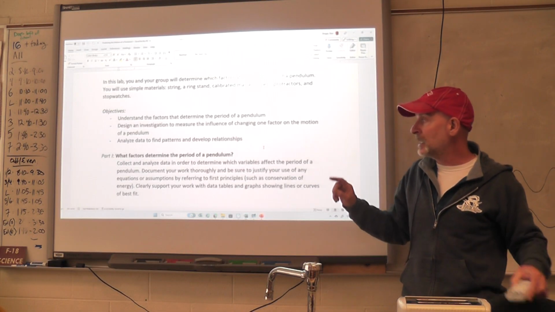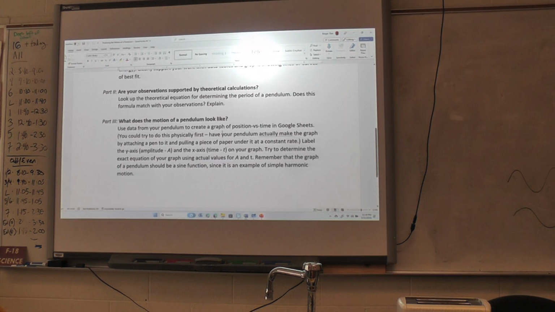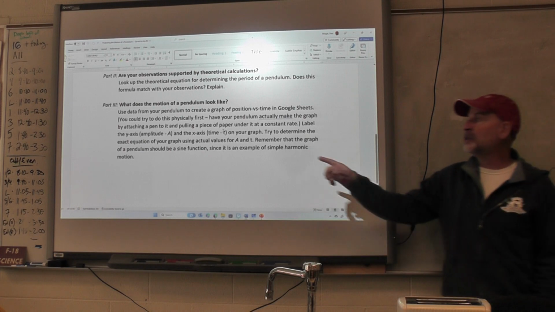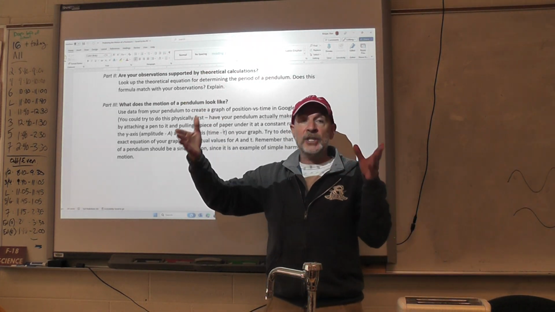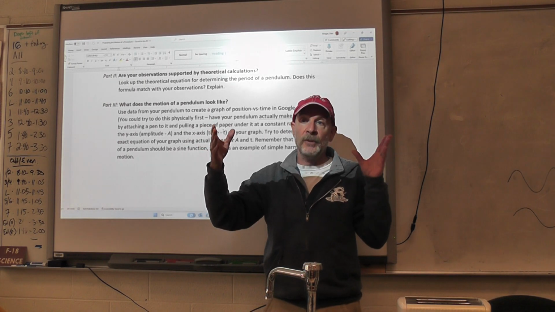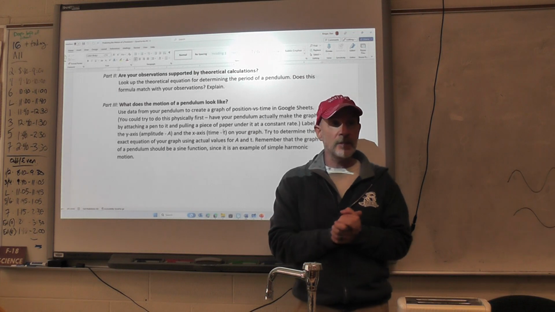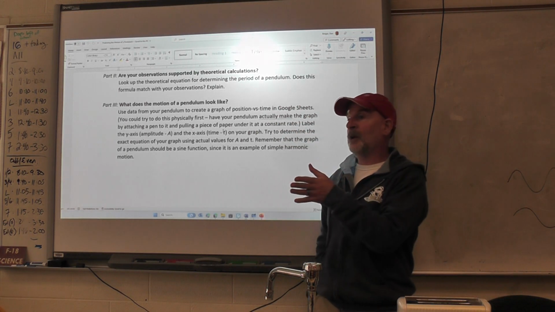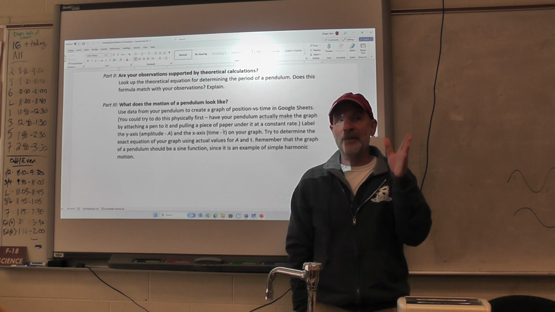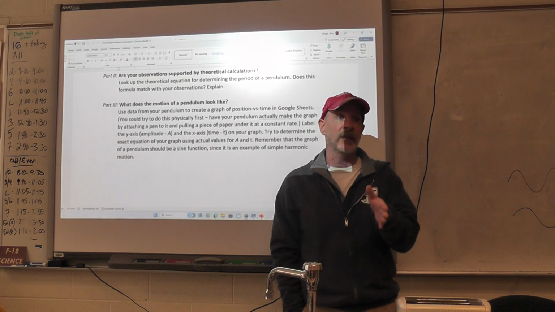The first is that I'm going to ask you to just look up the actual equation for the period of a pendulum to make sure that it matches up with what you're seeing. And what you'll find is it does match up, although there's a couple of things that are weird about it. One is that there's a square root involved. So it's not directly proportional, it's directly proportional to the square root of the length.